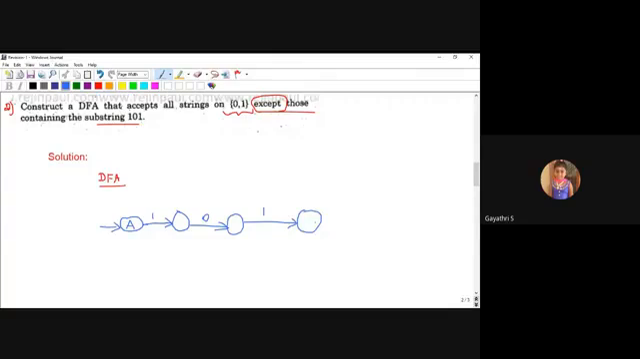If it is B, if it is C, if it is D, I don't make this D a final state. If I make this D a final state, then the substring 101 would be accepted by this automata. So I don't make D a final state. Instead, I will make the remaining states in the finite automata final.